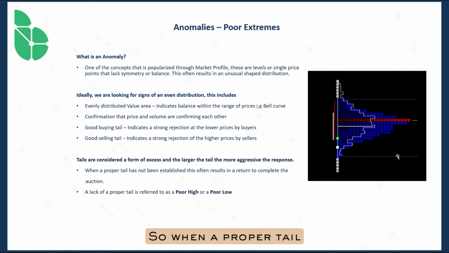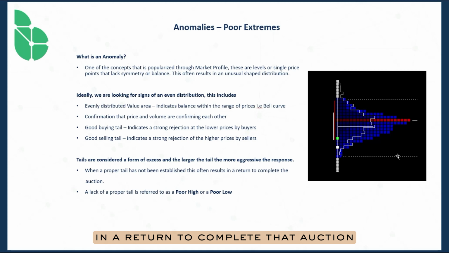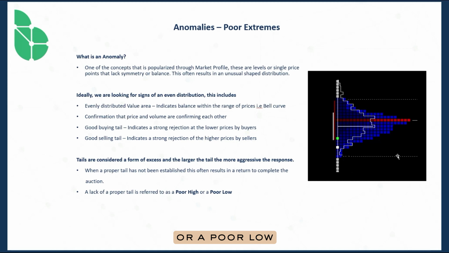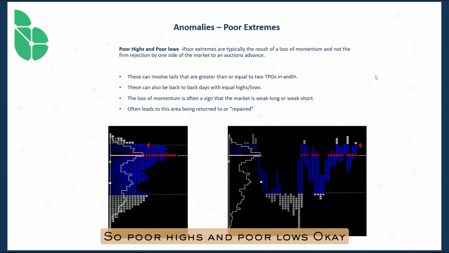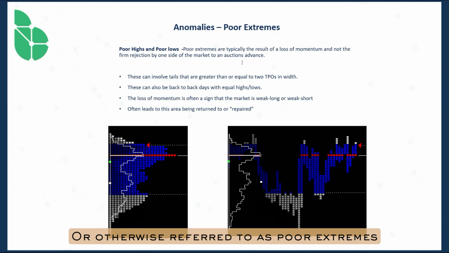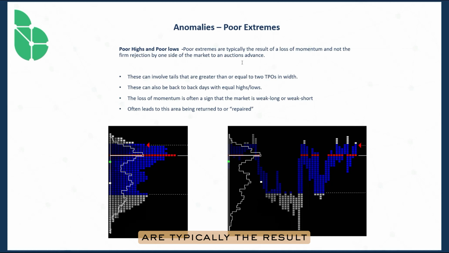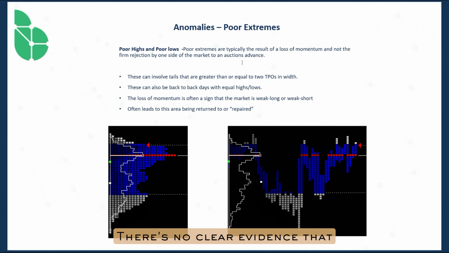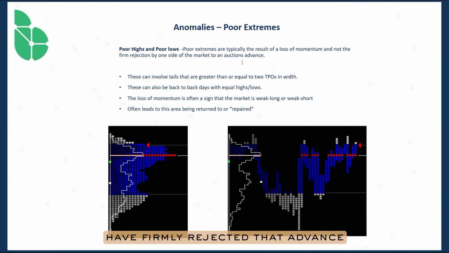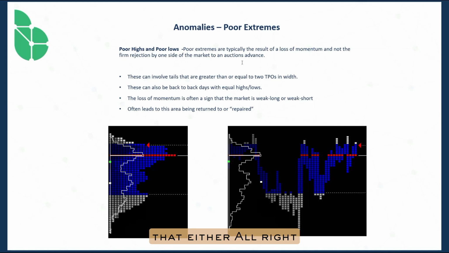So when a proper tail has not been established, this often results in a return to complete that auction. A lack of a proper tail is referred to as a poor high or a poor low. So let's take a look at that. Poor highs and poor lows, otherwise referred to as poor extremes, are typically the result of a loss of momentum, and not a firm rejection. There's no clear evidence that if we're moving up, sellers have firmly rejected that advance, or if we're moving down, that buyers have firmly rejected that either.